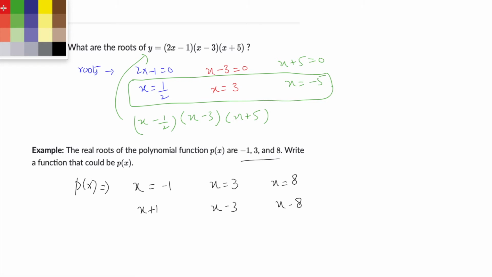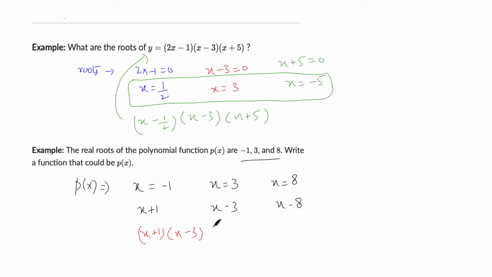Finally, the solution will look something like this. P of x, the function, will look something like this. You multiply them and you will have your answer: x plus 1 into x minus 3 into x minus 8. This is our function.